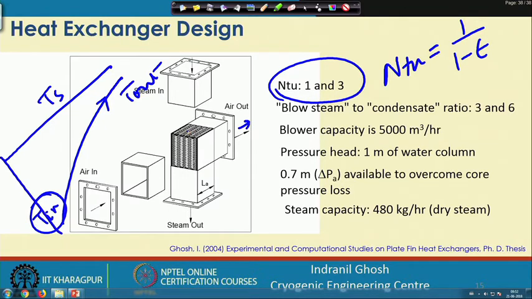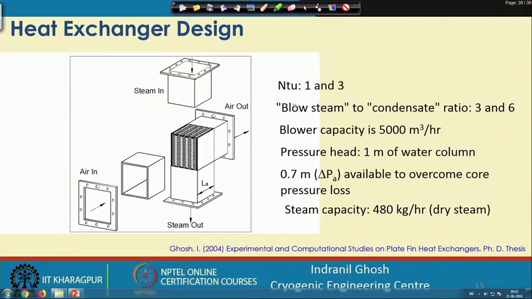The steam side temperatures are remaining constant. Now if the heat exchanger NTU is very high, we will end up with a case where Ts minus T out will be very small, and it can be shown that the error estimation will then be much larger. So, we design the exchangers so that the NTU remains within 1 to 3, and the blow steam to condensate ratio is, as I told you, nearly about 3 to 6.